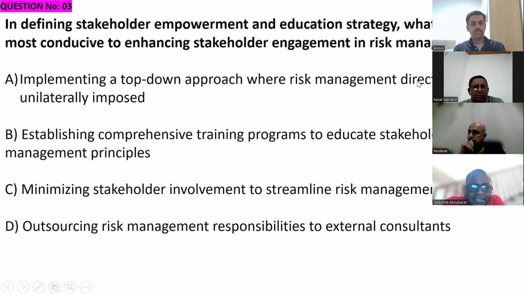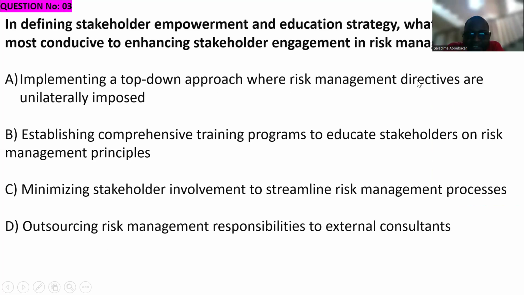Okay. In defining stakeholder empowerment and education strategy, what approach is most conducive to enhancing stakeholder engagement in risk management? A, implementing a top-down approach where risk management directives are unilaterally imposed. B, establishing comprehensive training programs to educate stakeholders on risk management principles. C, minimizing stakeholders' involvement to streamline risk management processes. D, outsourcing risk management responsibilities to external consultants. So for this, I will go with B, straightforward.